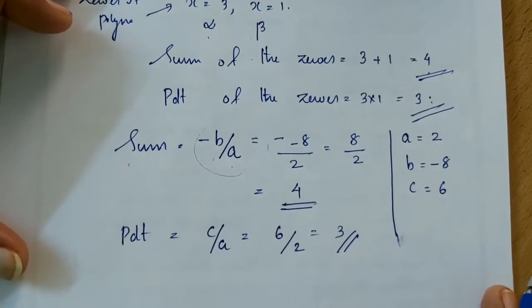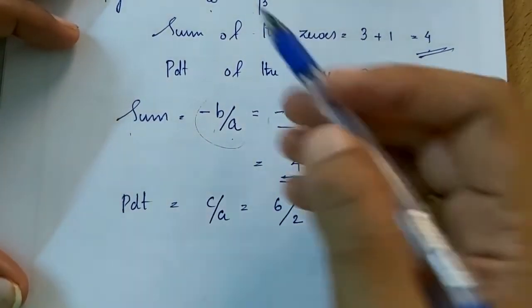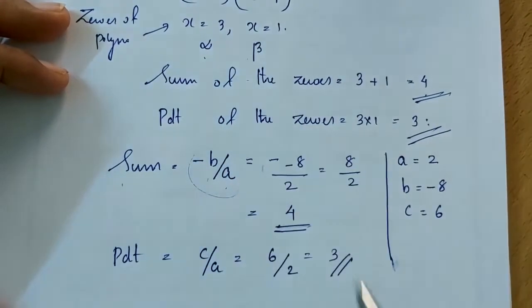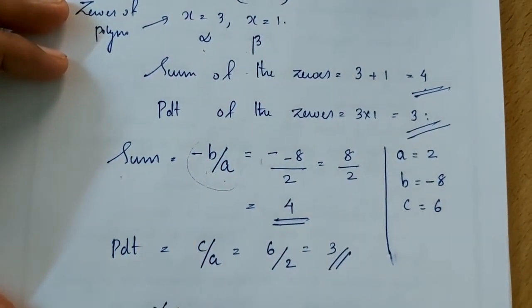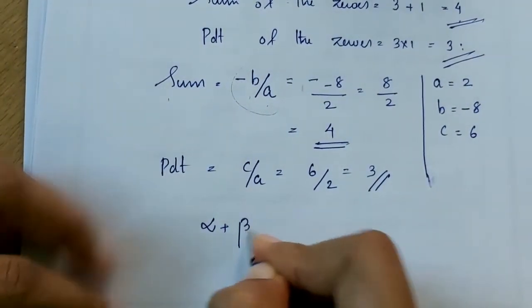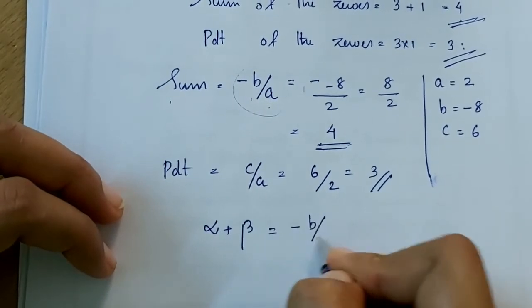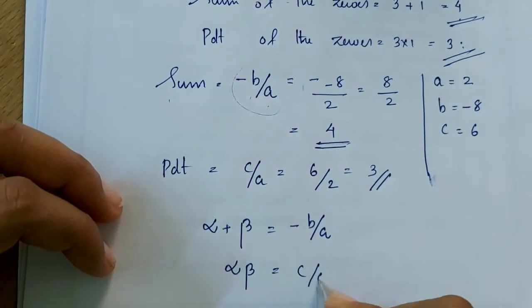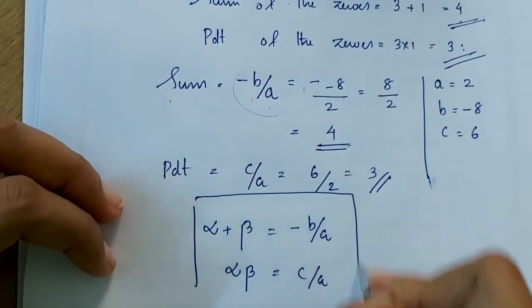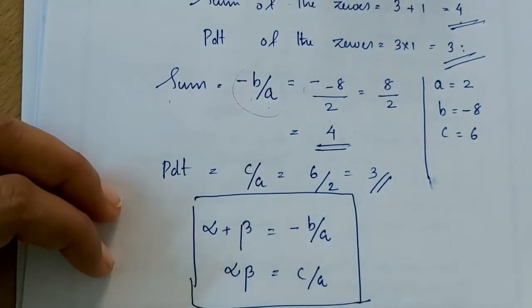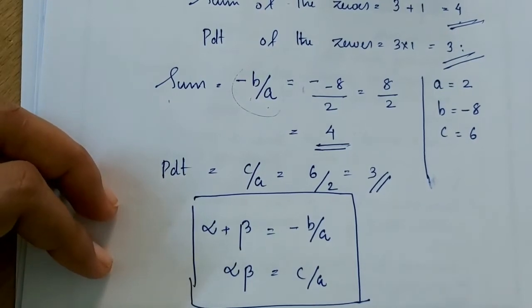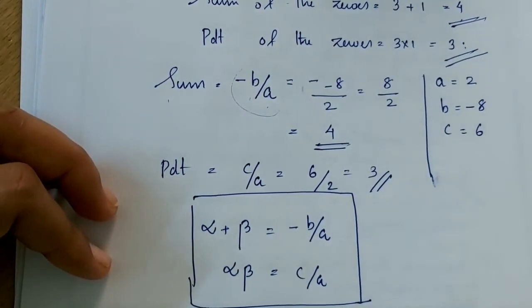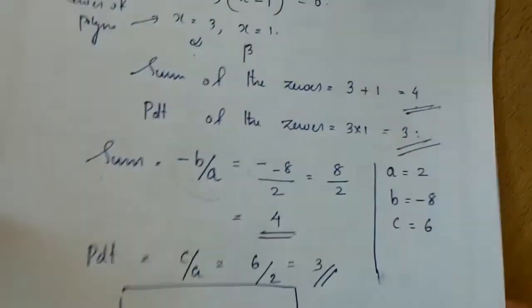So if the solutions are alpha and beta, alpha plus beta is equal to −b/a, and alpha beta is equal to c/a. This is the relationship between the coefficients and zeros of the polynomial.